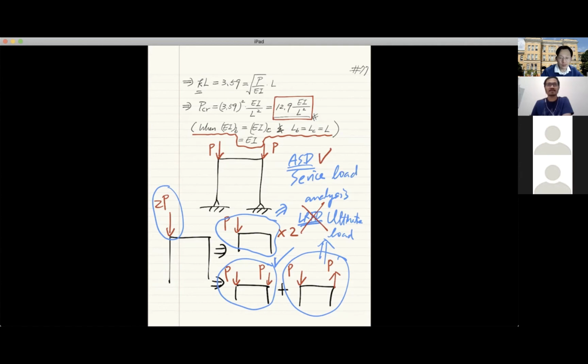So that is how you connect stability analysis with your design practice. But of course, you already understand that in this course, we only have time to talk about analysis. We don't have time to talk about design. And that may be another course in the future.